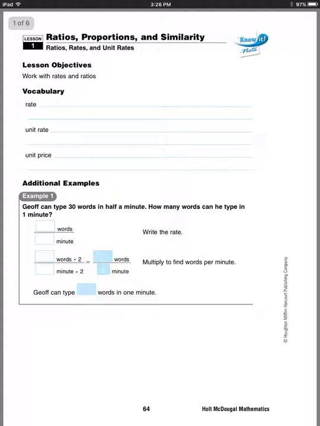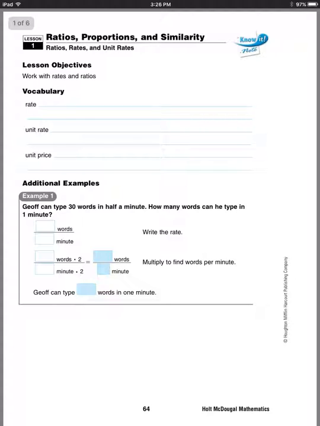So a rate is a comparison of two quantities that have different units, like miles per hour. A unit rate is a rate in which the second quantity is a comparison of one. So I went 60 miles in 1 hour. A unit price is a unit used to compare price per item, like price per pound, price per ounce.